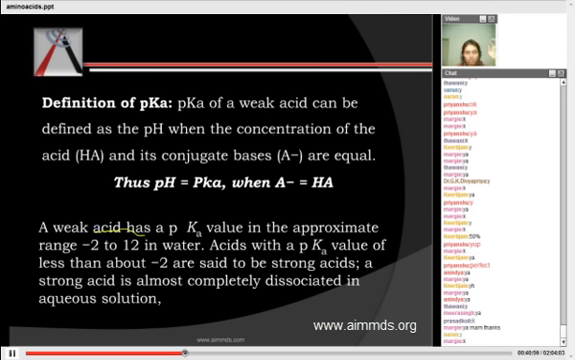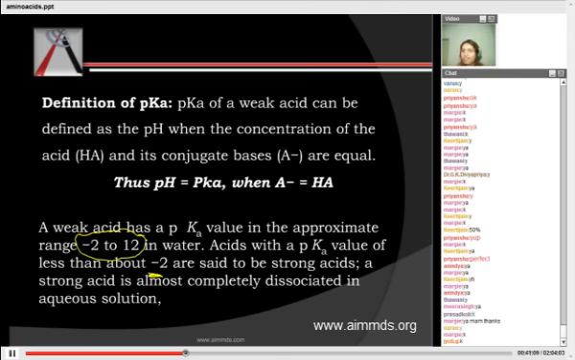This is an MCQ. Make a note of this. Acids with pKa value less than -2 are strong acids. Strong acids are the ones that are nearly completely dissociated. They don't exist partly dissociated. They have so much tendency to give off protons that they are totally dissociated.